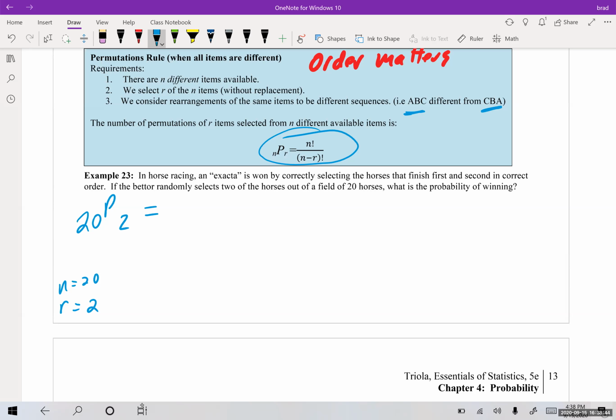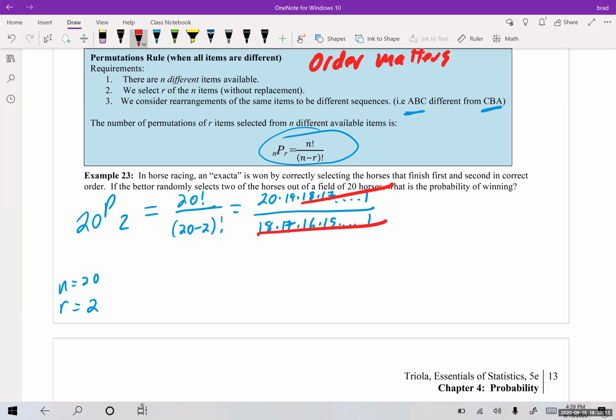When you write this formula, it's 20 factorial divided by 20 minus 2 factorial. So this will become 20 times 19 times 18 times 17, all the way down to 1, divided by 18 factorial, which would be 18 times 17 times 16 times 15, all the way down to 1. But if you notice, I can cancel this whole tail with that whole bit because they both have 18, 17, 16, 15, and so on. So what I'm left with is 20 times 19, which is 380.